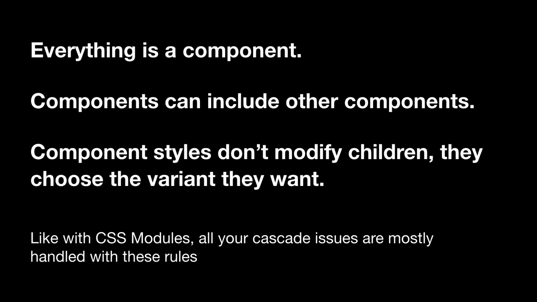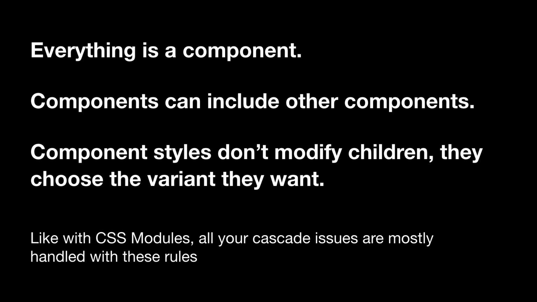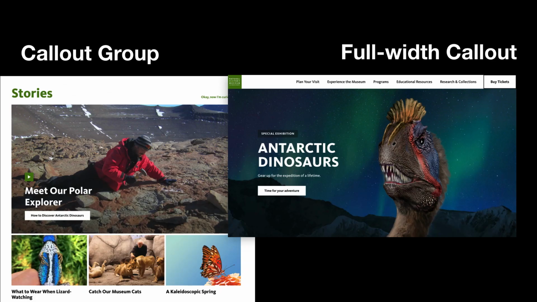The rule I've decided on that makes my life easy, so I don't have to sit there while writing code wondering, is this a molecule? Is this an organism? Everything's a component. Components can include other components, and looking back to that CSS module example, component styles don't modify children. They choose the variant they want. That's the amount of rules I like to be comfortable with.